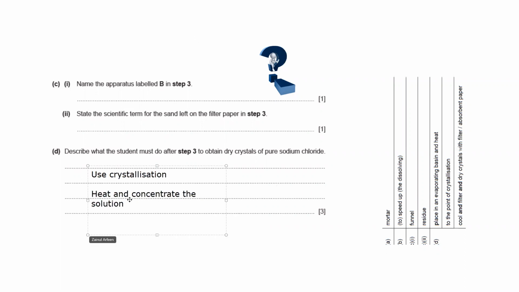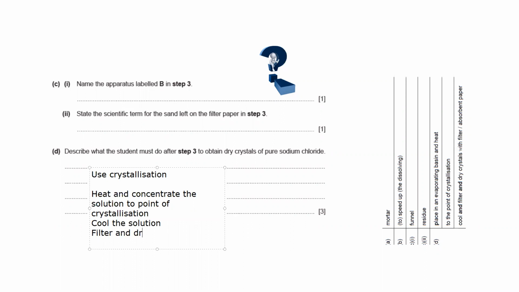To the point of crystallization means until the solid is formed. This is a scientific term used when solids start to form from the solution. We call it the point of crystallization. So heat and concentrate the solution to the point of crystallization. Then we will cool down the solution. We will filter and dry the salt.